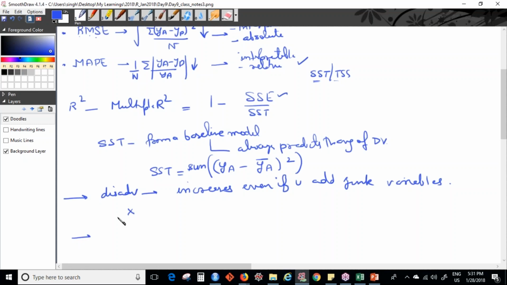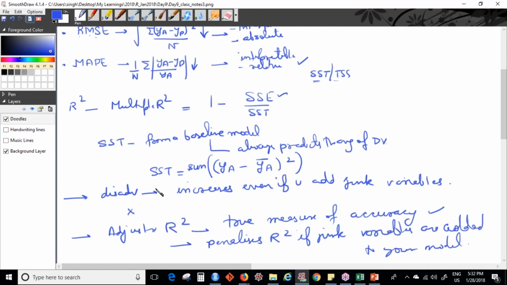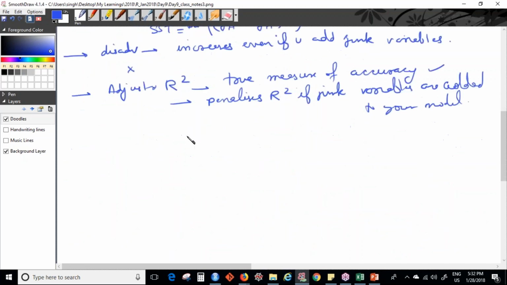We have another parameter similar to R square, which is known as adjusted R square. Adjusted R square is the true measure of accuracy. What it does is it penalizes R square if junk variables are added to your model. That is why it is the true measure of accuracy, because if your adjusted R square is good, that means the model has all the important variables.